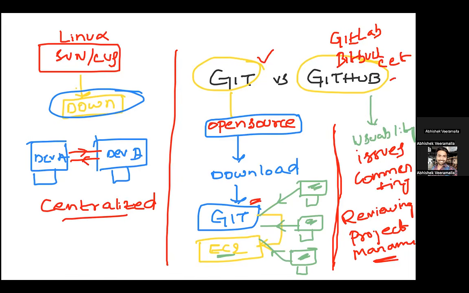Without even GitHub or Bitbucket or GitLab, you can build your own open source version. You can download an EC2 instance, or any virtual machine or Linux box, and install the open source version of Git, which also comes with the UI, and you can start working on it. But what GitHub and the others have done is build a wrapper, a solution on top of it. This is the difference between Git and GitHub.